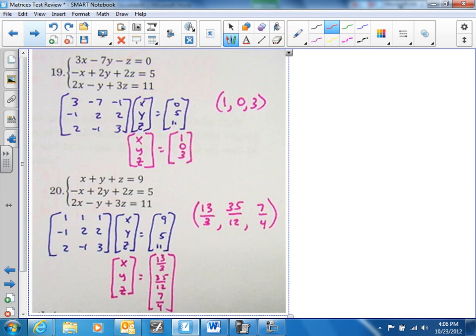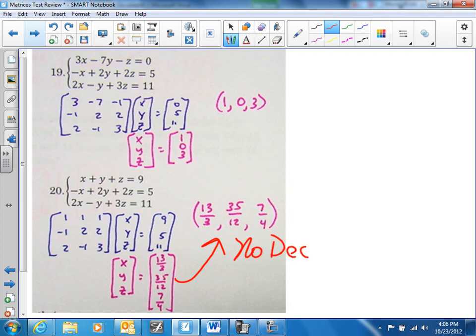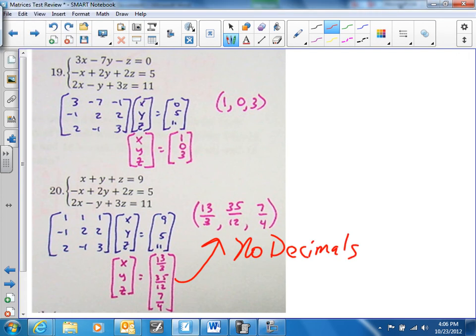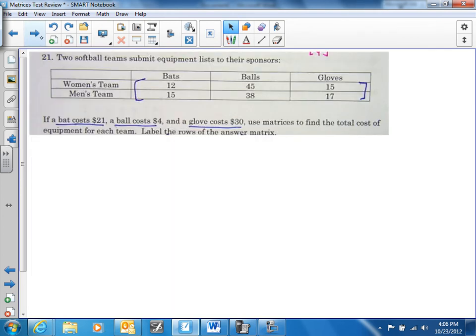Now notice on this one, I kept it as improper fractions. Okay? No decimals. They look nasty. No decimals. All right? Let's see how much time we have. It's 9 minutes, but not bad for a review. All right, no decimals. All right, let's look at this one.